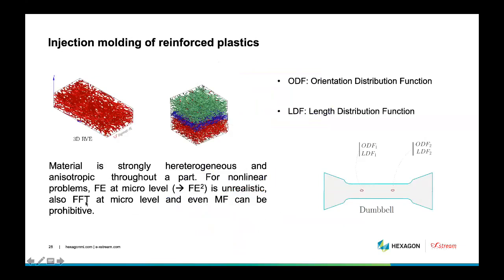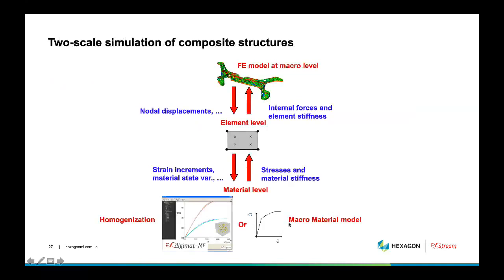Also, if you use FFT at the micro level, it is still too expensive. And sometimes what happens is that even mean field homogenization at the micro level can be expensive. So that's why it is advantageous, and this is what we have also in Digimat, to use this approach here, but having a macroscopic material model at each integration point in an intelligent way. So what we do is that from micromechanics in a pre-processing phase, we identify a certain number of appropriately chosen material models at different locations. We identify them from the microstructure, and then we can run the classical approach with automatically and appropriately identified material models in different parts of the final structure.